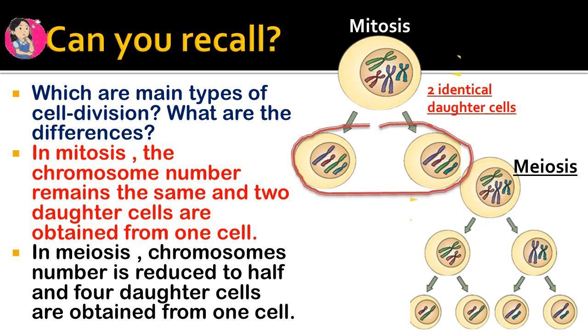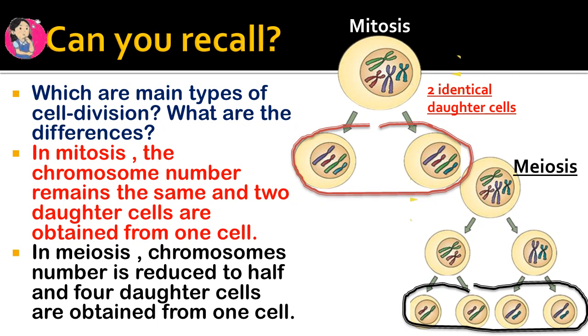Whereas in meiosis, the chromosome number is reduced to half and four daughter cells are obtained from one cell. So here you can observe, in meiosis one cell divides into two cells, and that is called meiosis 1, and in meiosis 2 the two cells that were formed undergo meiosis 2 and form four daughter cells. Okay, so four haploid daughter cells.